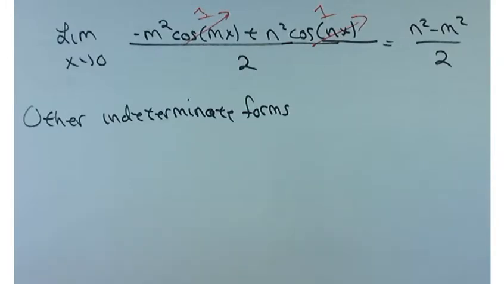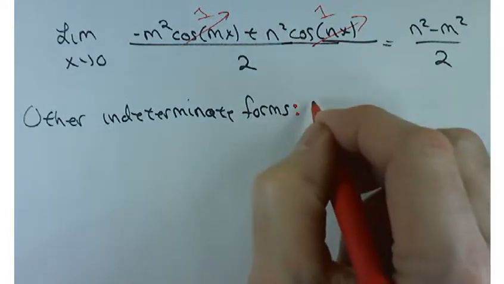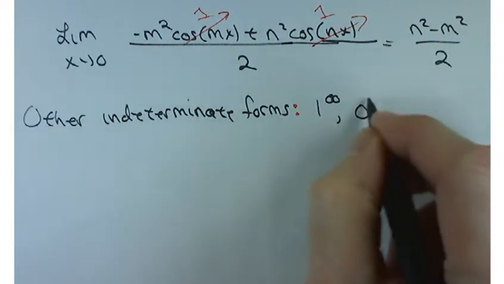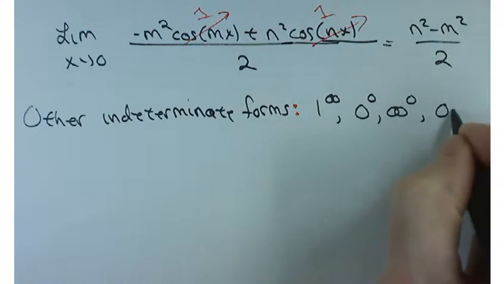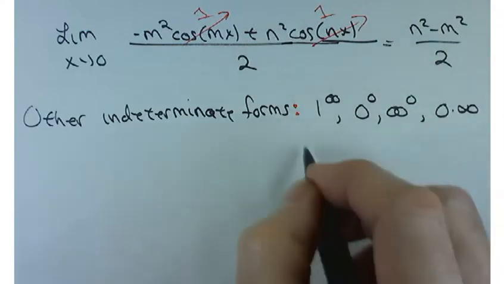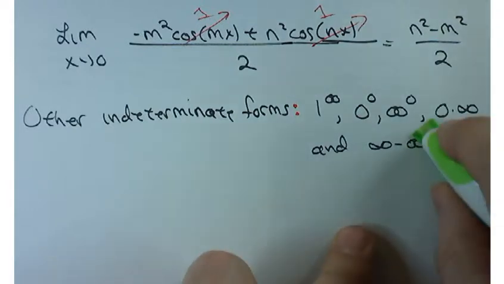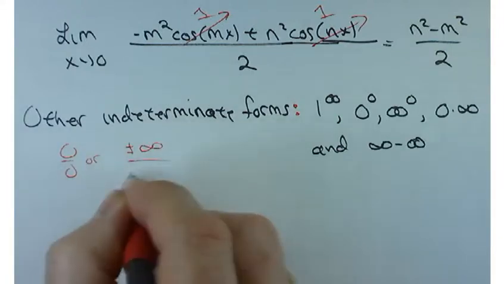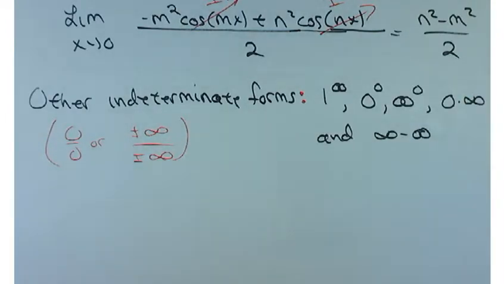So L'Hopital's rule is restricted to the 0 over 0 or infinity over infinity case. But there are other forms that we can apply it to if we're clever. So there'd be 1 to the infinity power, or 0 to the 0 power, infinity to the 0 power, or 0 times infinity, and infinity minus infinity. If you write them in the correct way, that is 0 over 0 or plus or minus infinity over plus or minus infinity, you can apply L'Hopital's rule. But sometimes it takes a little bit of work, and I'm going to show you some of that work.